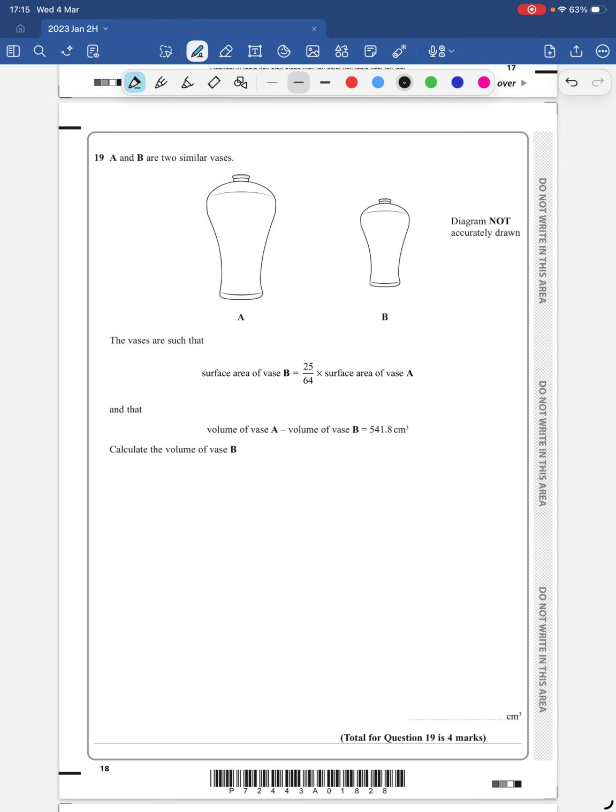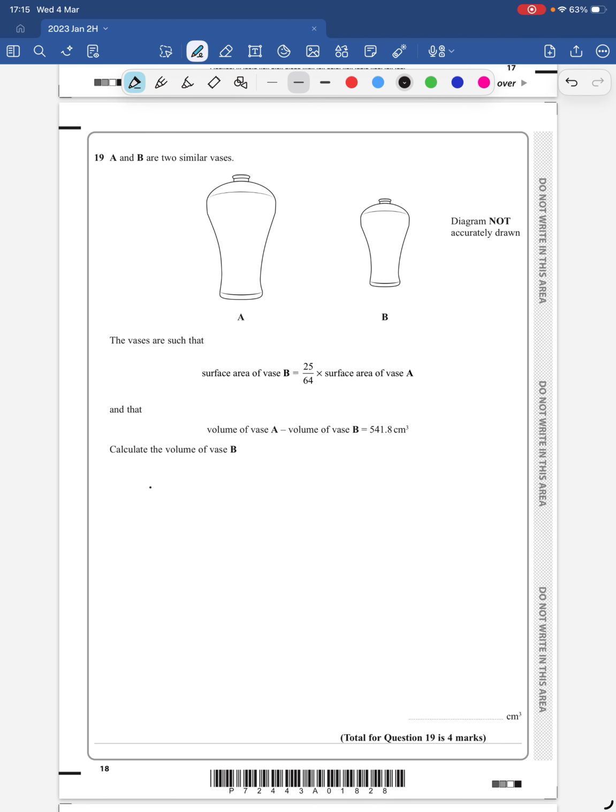Okay, so this is one of those linear, area, volume scale factor questions. These always seem to come up. So I've got two similar vases, and the surface area of vase B is 25/64 times the surface area of vase A. It is not a coincidence that 25 and 64 are square numbers here.